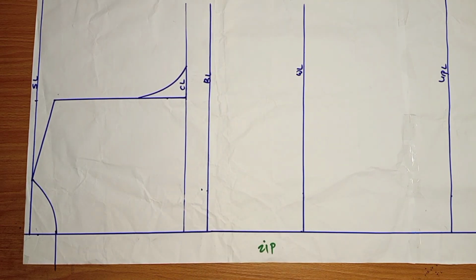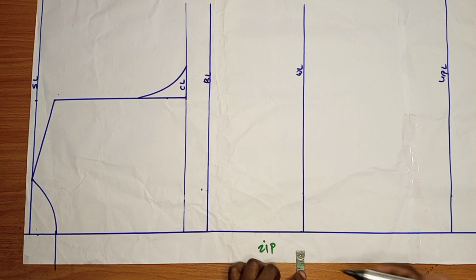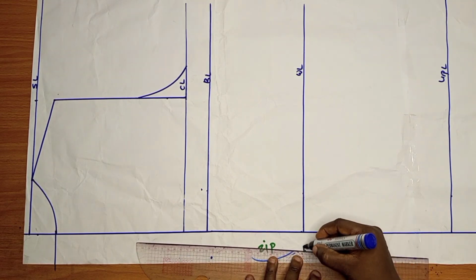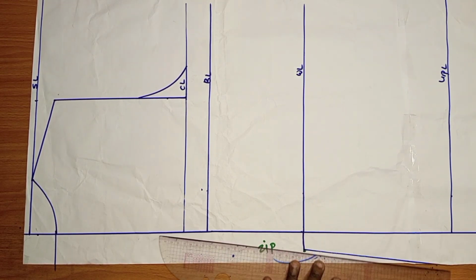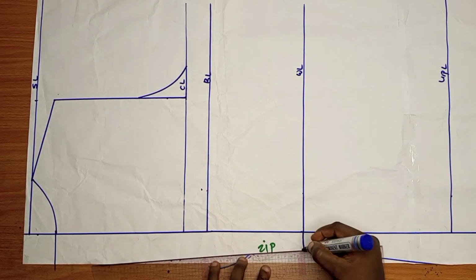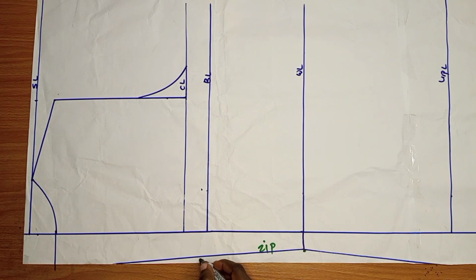Now the next thing I did is, from the waistline on my zipper part, I came in by half an inch, and then I went ahead to connect it this way. This is just to avoid any zipper bulginess. So I'll just go ahead and connect it this way. So I'm going to be cutting this side out.